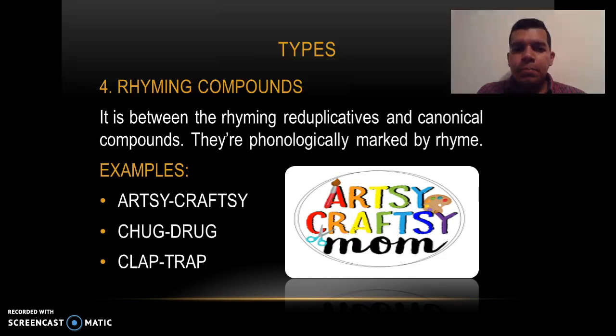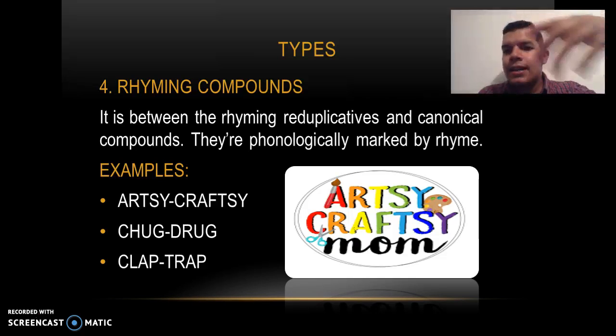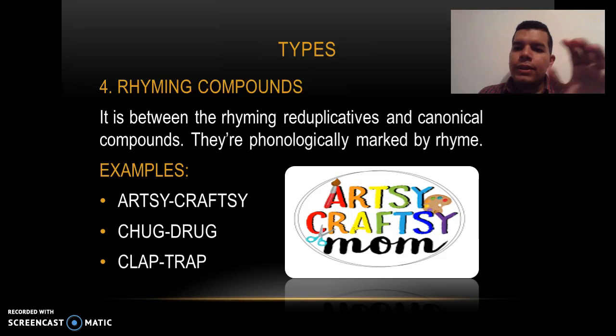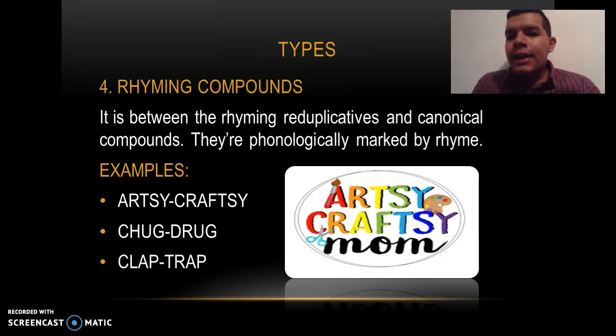The fourth type is rhyming compounds. It is between the rhyming reduplicatives and canonical compounds. They are phonologically marked by rhyme. Examples: artsy fartsy, chuck drag, claptrap. As you can hear, the sound of this type of reduplicatives has a rhyme inside it. So this type sounds like a song, for example. It has rhythm inside.